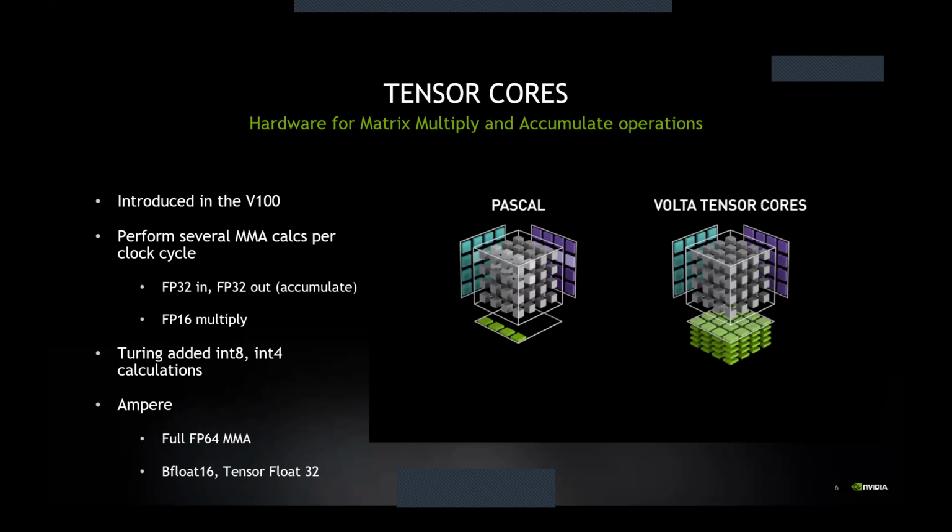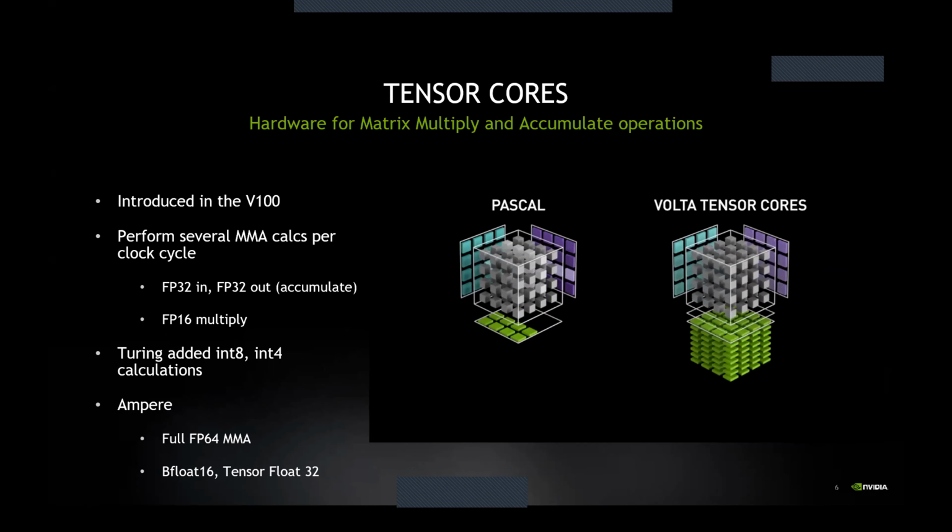Let's look now at a couple of additional hardware features in the GPU, which, as computational scientists, is good to know about. First off, we'll look at Tensor Cores. These were first introduced in the Volta generation of cards, and these are hardware units on the GPU dedicated to performing matrix multiply and accumulate, or MMA, operations, and they can perform many of these per clock cycle.